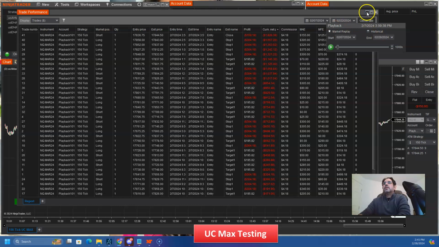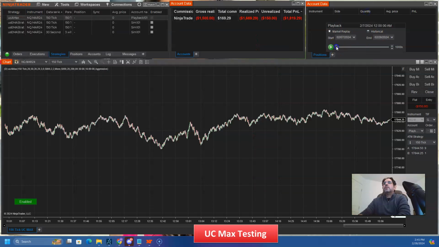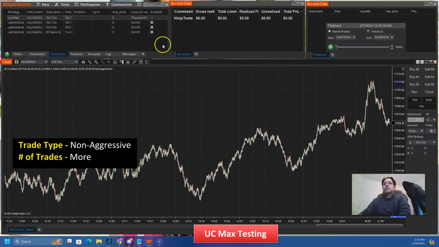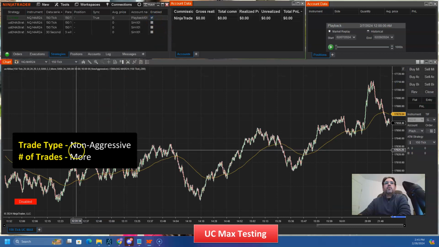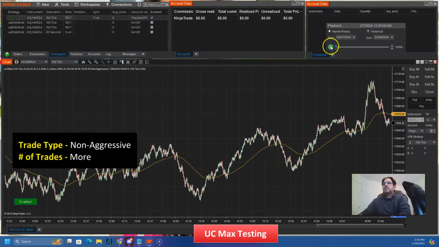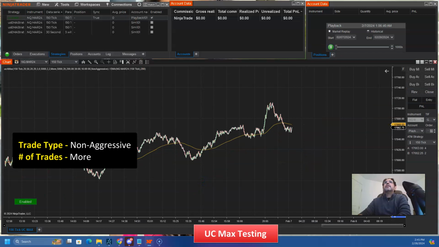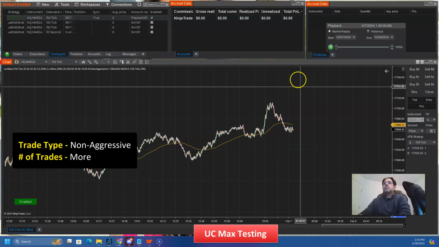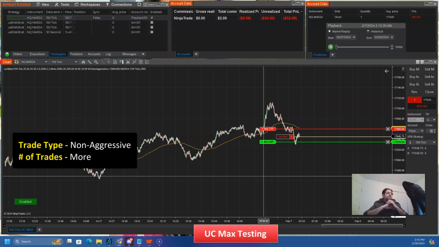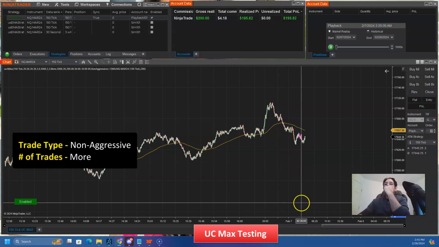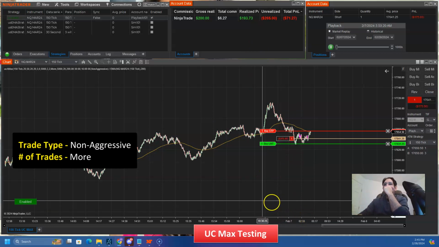Okay, let's run it for the other setting. So this one is with the more number of trades, but with less aggressive setting. Okay, I like this setting. We'll see. Order filled. Stop filled.